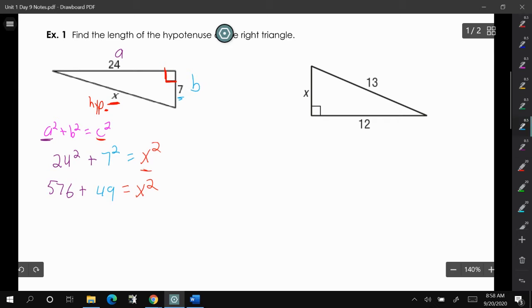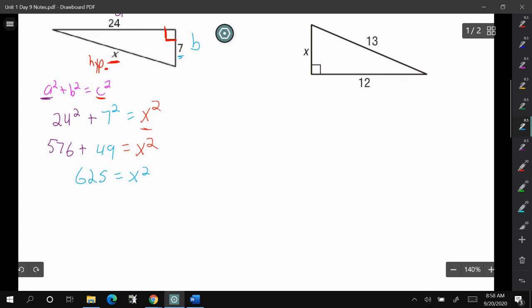So 576 plus 49 is 625, and that equals x squared. We then need to take the square root of both sides, and when we do that, we get 25 equals x, and that is our answer.